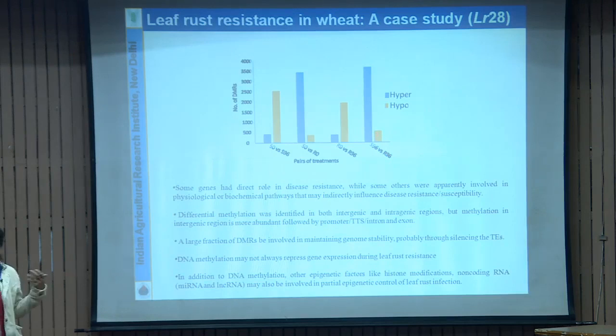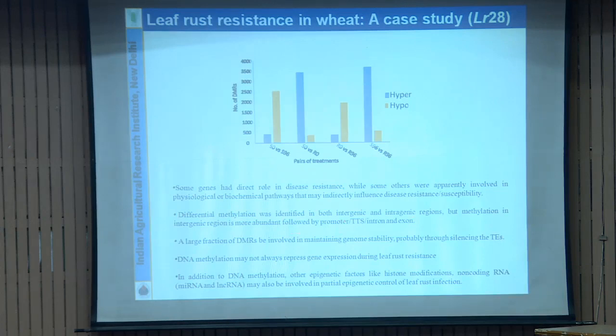So from this study we got the idea that maybe more genes are activated during susceptibility, and later on during resistance those genes are suppressed, and a different set of genes are activated during resistance, but they are fewer in number. We could conclude that the genes which were differentially methylated were playing either directly a role in disease resistance, or maybe indirectly they were related to disease resistance or susceptibility.